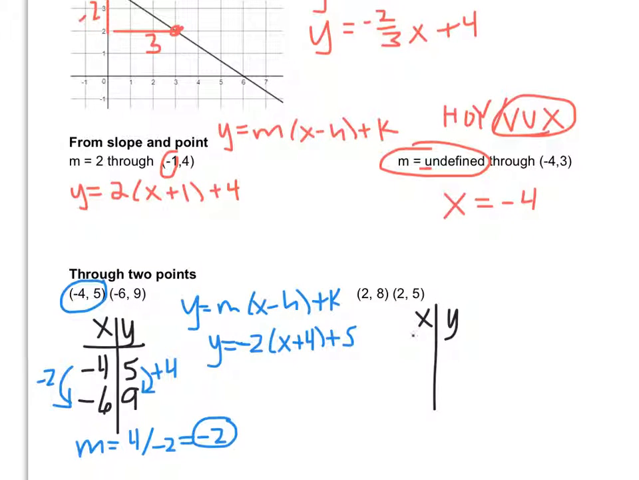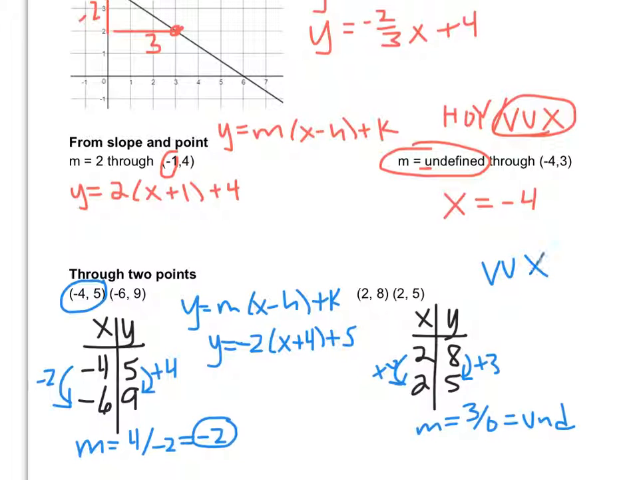I'm going to do the same thing for the next one. 2, 8, 2, 5. At this point, you might notice something, but if you still haven't noticed it, then we'll just do our normal. Up 0, up 3. But something weird happens when I try to do my slope. I get 3 over 0, which is undefined. So once again, it's either HOI or VUX. It's VUX. Vertical lines have undefined slope, and our x equals a number. Well, what are both my x values? 2. I could have also stopped here when I look in the table and see that my x values are 2.